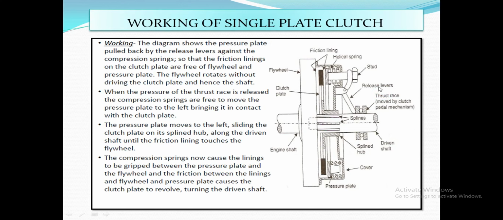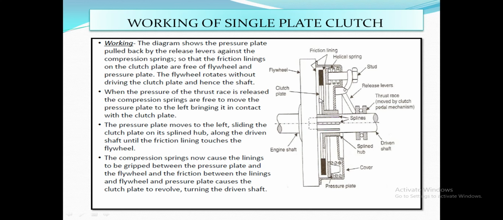This is a schematic diagram of single plate clutch. The diagram shows the pressure plate pulled back by the release levers against the compression springs so that the friction linings on the clutch plate are free of flywheel and pressure plate. The flywheel rotates without driving the clutch plate and hence the shaft. When the pressure of the thrust pad is released, the compression springs are free to move the pressure plate to the left, bringing it in contact with the clutch plate.